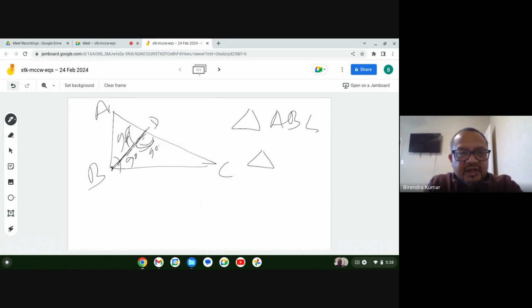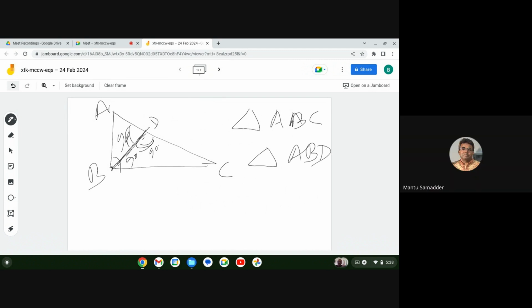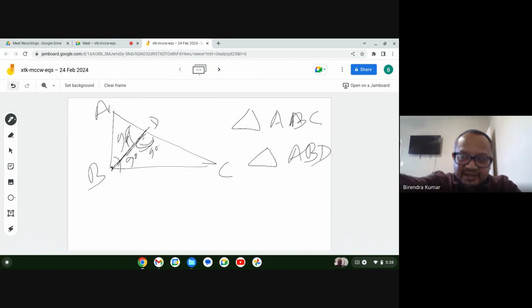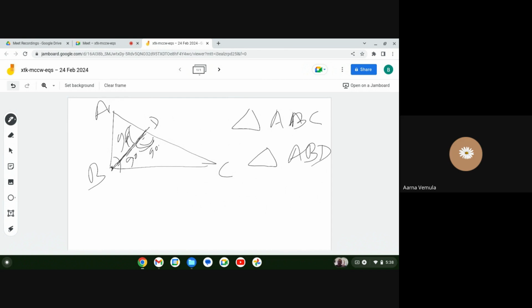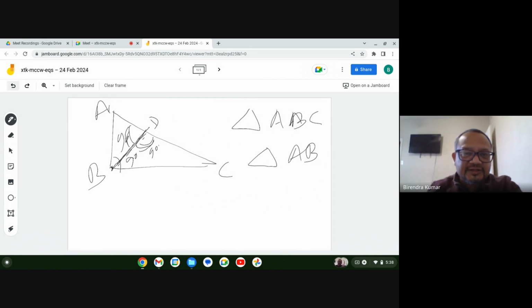Before I go there, now tell me, based on whatever you guys saw, can we say that triangle ABC and triangle ABD are similar triangles? Yeah, because the three angles are matching, right? They both have the same value for three angles, correct? Anna, you agree? Yeah. Okay. Now comes the change in the plan.